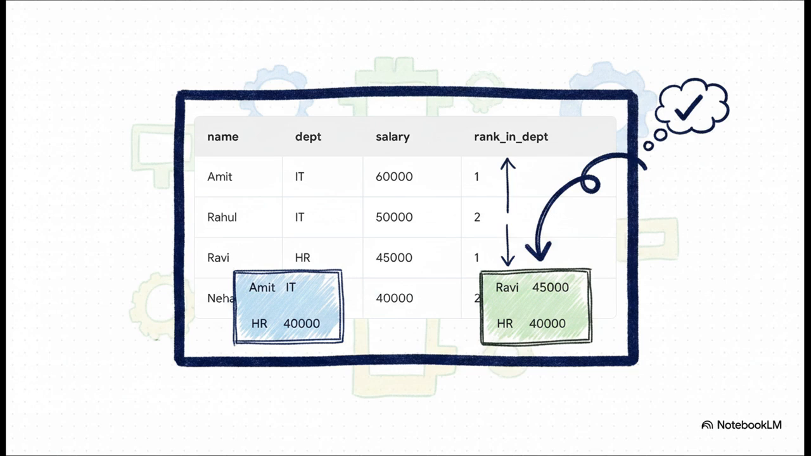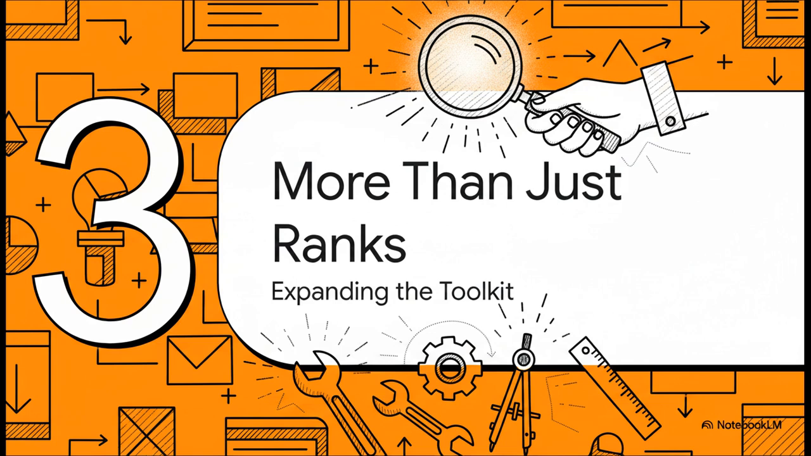See that rank in depth column? The second we get to the HR department with Ravi, bam, the counter resets to 1. This is exactly what we needed to solve our problem. Ranking is fantastic, but believe me, we are just scratching the surface.